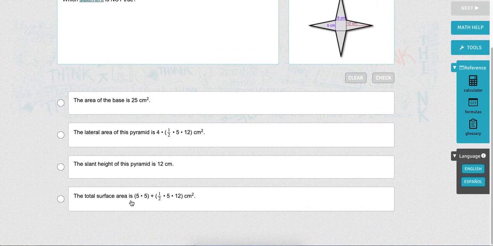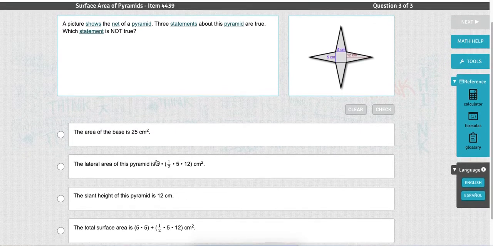And then the total surface area is 5 times 5 plus 1/2 times 5 times 12. Remember, this is one side length, okay? But I have 1, 2, 3, 4 surface areas that I have to add, not just one. So that's got to be wrong. And remember, going back to the statement, it says which one is not true. This has to be the right answer.